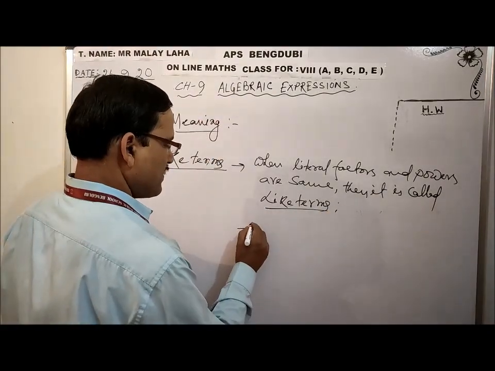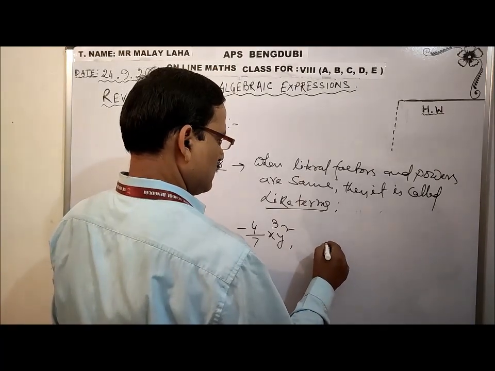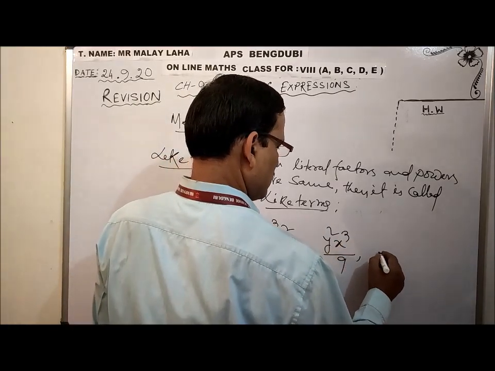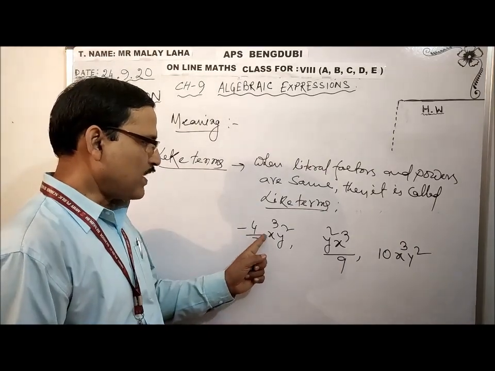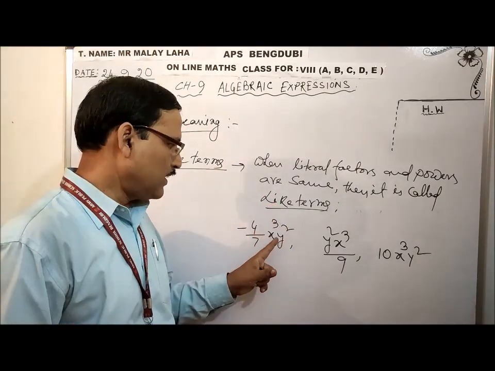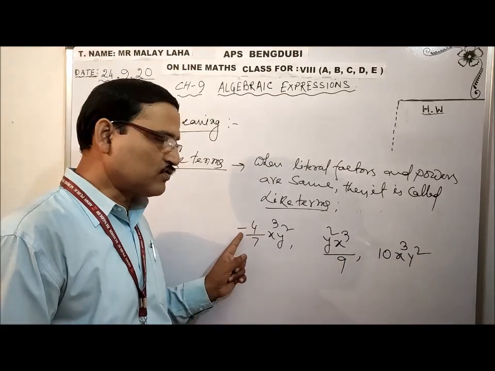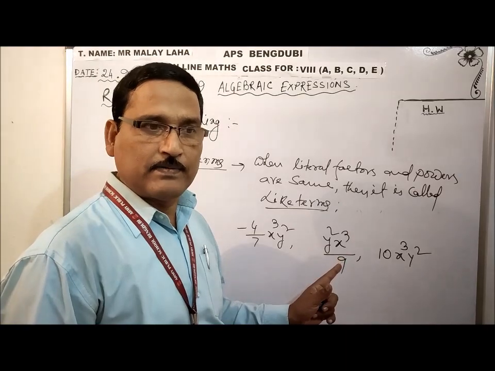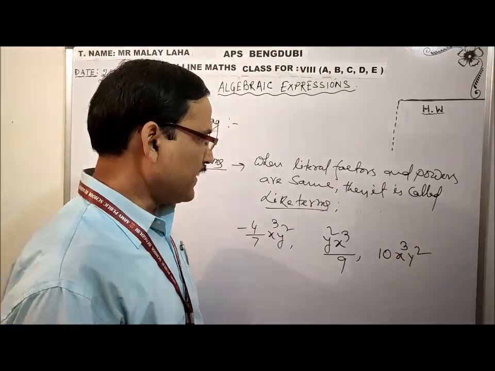Okay, you see minus 4 by 7 x cube y square, comma, then y square x cube by 9, then 10 x cube y square, all are like. What sign is there, what numerical factor is there, does not matter. Whether x is before or y is before, does not matter. y square x cube, x cube y square, meaning is same. I will not consider its denominator, I will not consider its sign. So these two are like. Even x cube y square, same sequence, power of the variable and power, same, they are like. Whatever the sign or numerical factor does not matter. Okay, so like term, be careful.